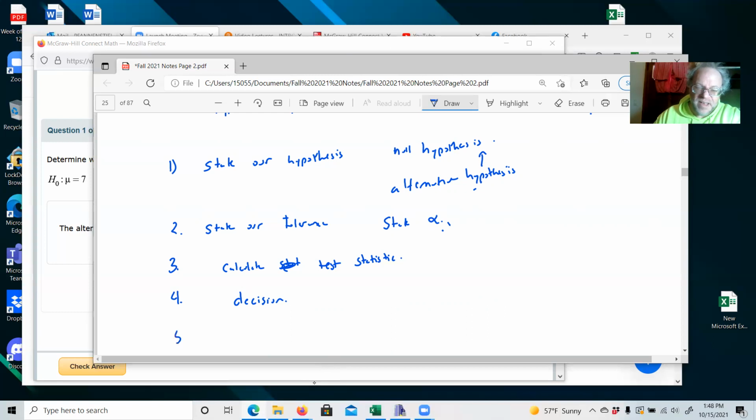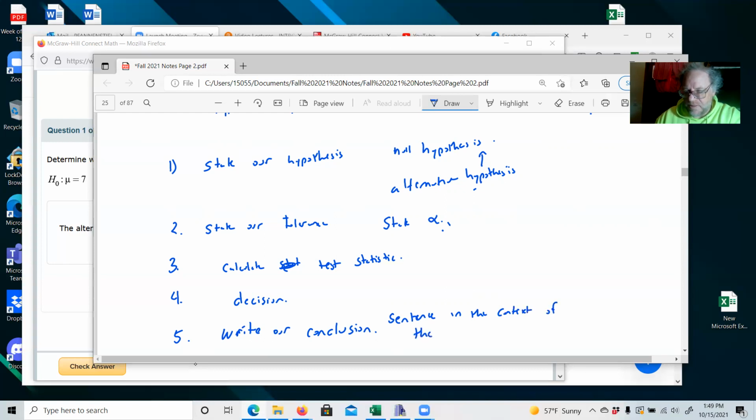Number 5, we're going to write our conclusion. Yes, you have to do this. You have to write a sentence in the context of the problem.